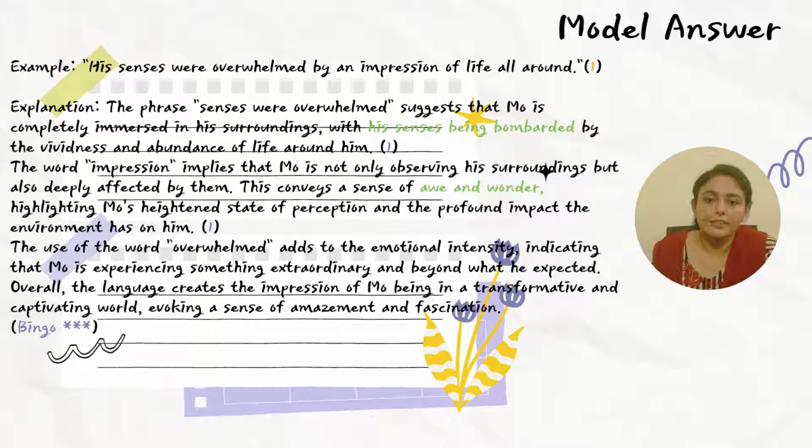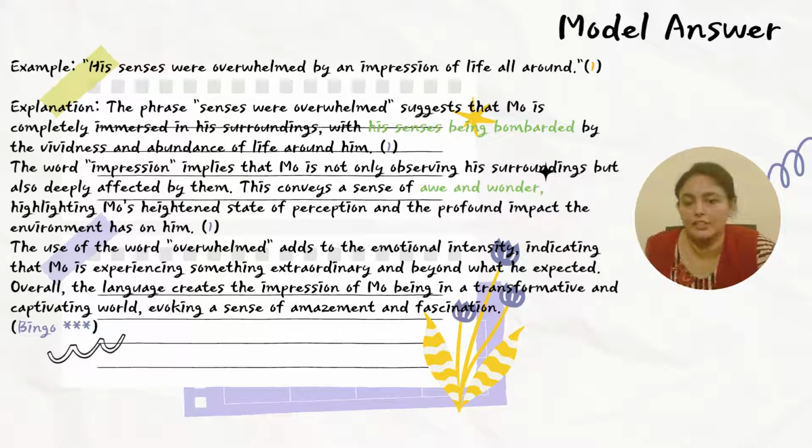So you can see over here that I have picked up the response which has two clauses in it so that I can come up with a well developed answer. I have got enough meat here. His senses were overwhelmed by an impression of life around. So, first of all, I will pick this clause, that his senses were overwhelmed.